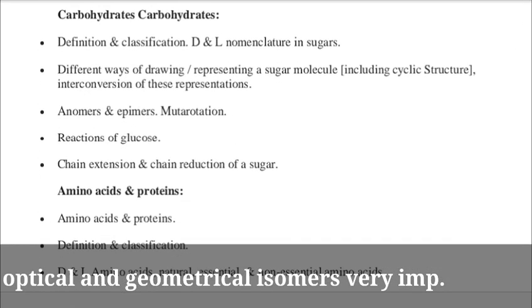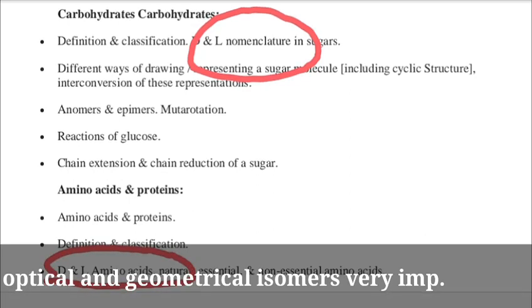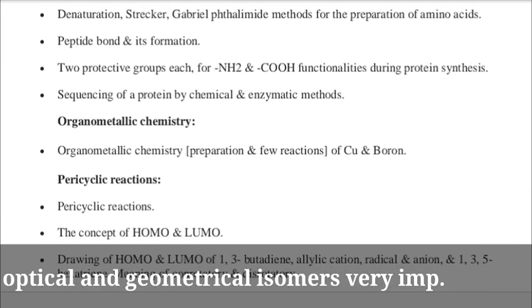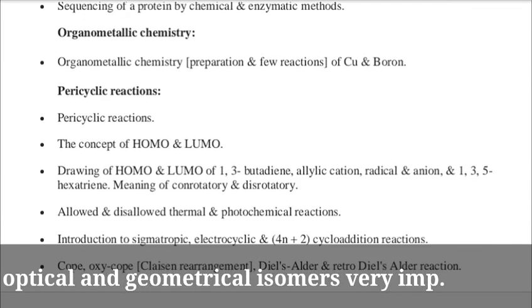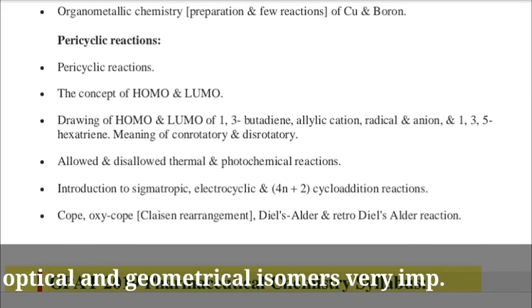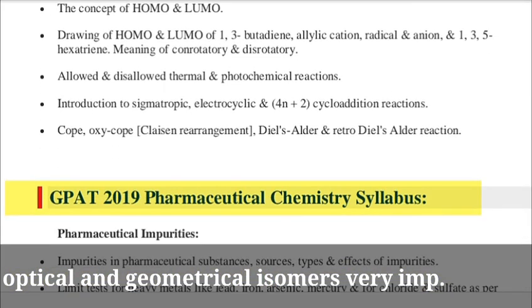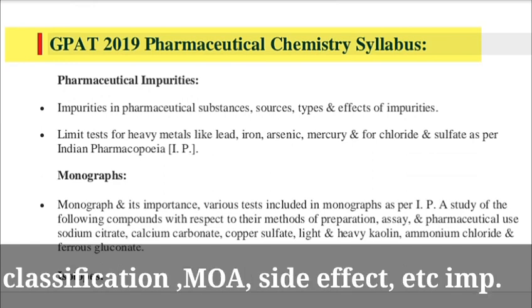And here you can see the D and L notations and D and L amino acid notations. These all are important for the GPAT. And pericyclic reactions, sometimes they will focus and sometimes they will skip. It's your choice. If you want to study, you can study the pericyclic reactions also.